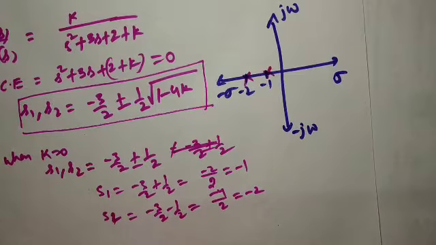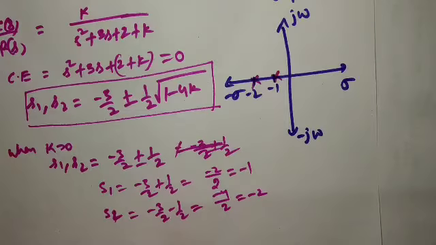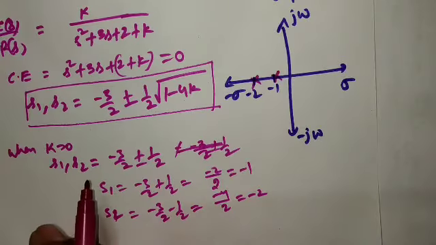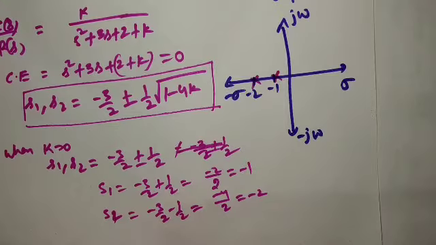Okay. Now in the second case I am going to take K is equal to 1 by 4. So what do you get when you take K is equal to 1 by 4?